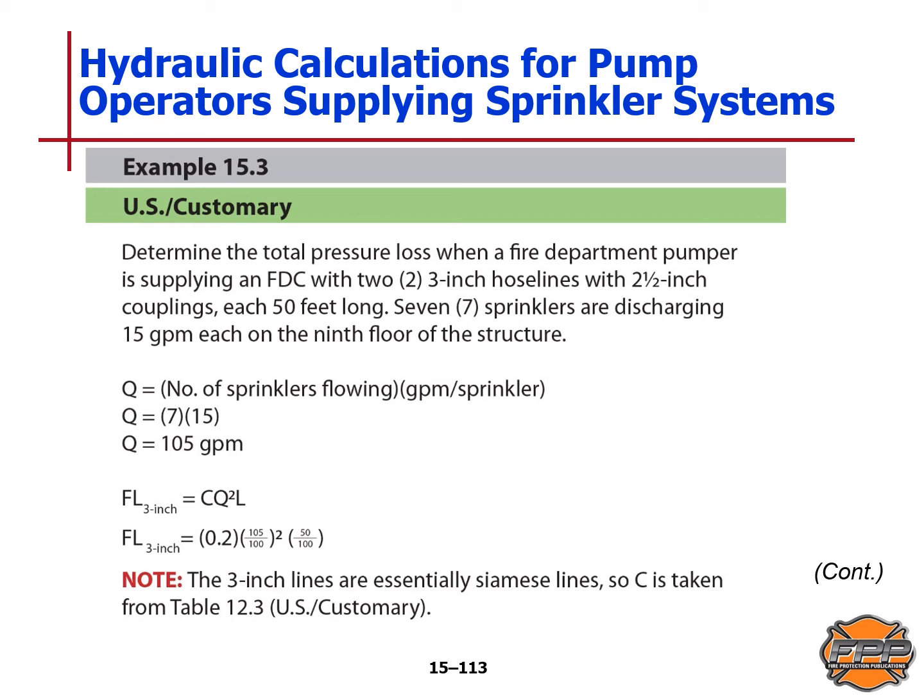For friction loss for the 3-inch line, you have your old friend CQ squared L. So friction loss for the 3-inch line equals 0.2, which is the coefficient from your table, times 105 divided by 100 squared, times 90 divided by 100. Note, the 3-inch lines are essentially Siamese lines, so C is taken from table 12.3, which is U.S. customary.